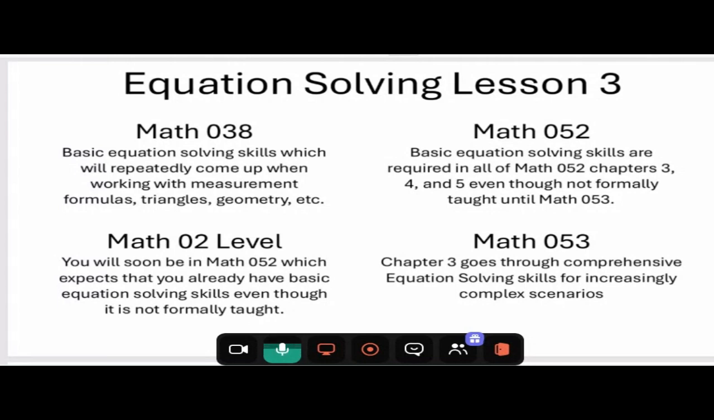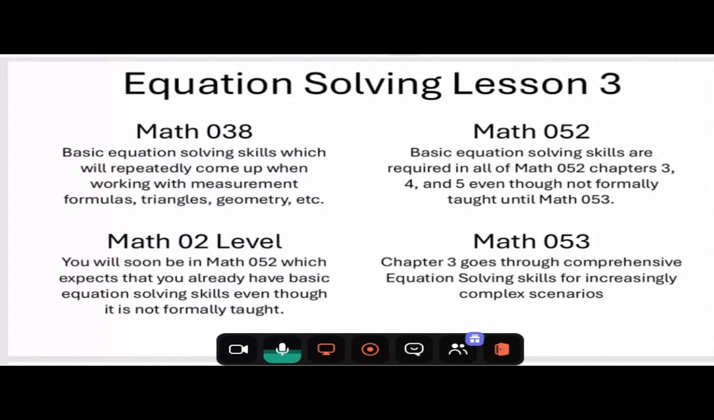Okay, this is our third lesson in the equation solving. For those of you that are wondering where this all fits into your separate courses, we are going to go through most of chapter 3 of Math 053 by the time we're done. Starting next week, we'll have our second lesson focus on 053 topics, and our first lesson continue to focus on ones that also apply for the other courses.